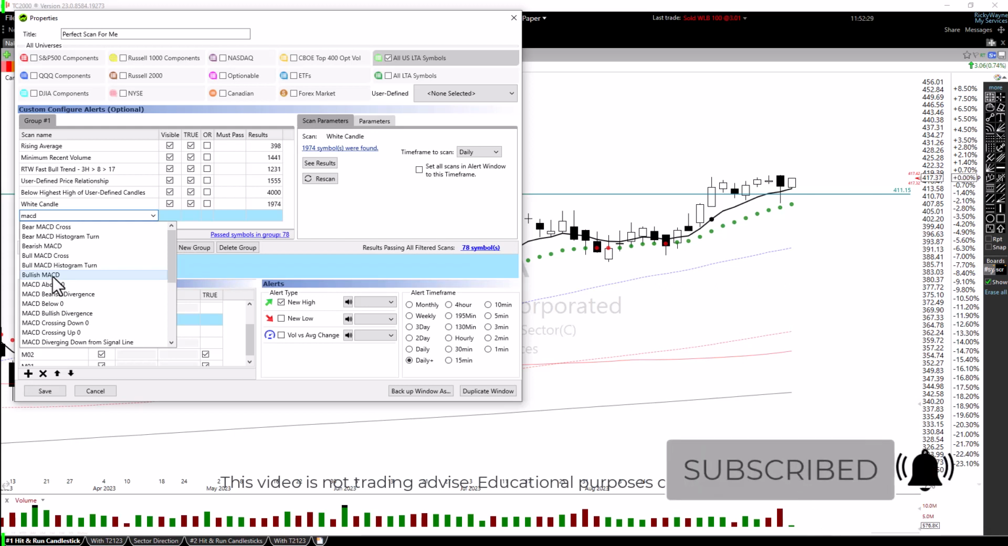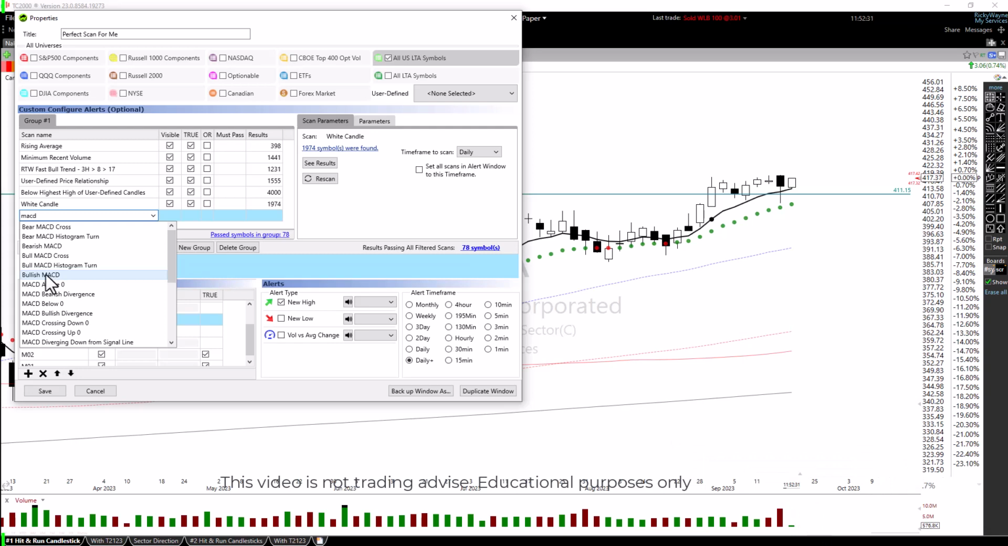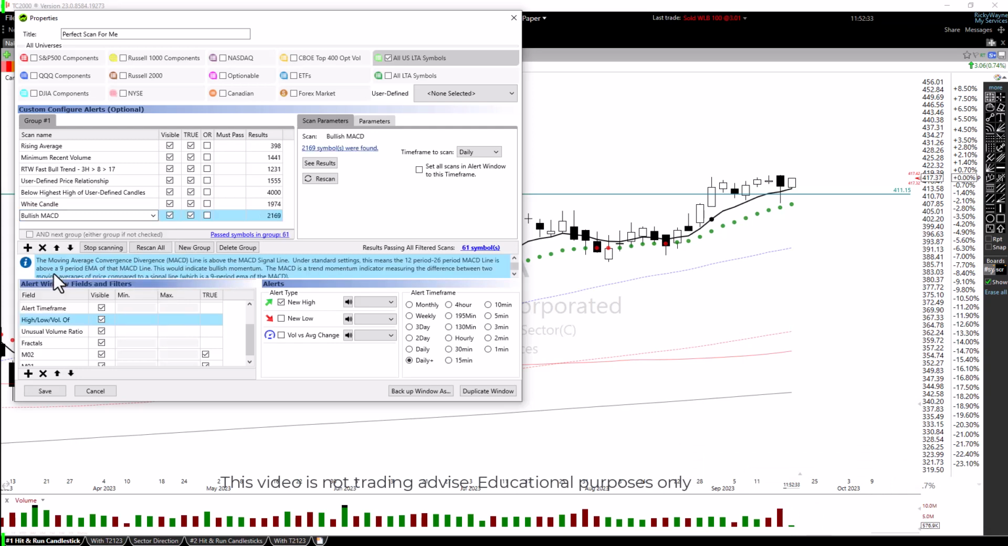That's all. This has no interest whether we're over the zero line or below the zero line. It just says that it's a bullish MACD. That's it. That's all I want. I don't want fancy. I don't want above the zero line. I don't want below the zero line. I don't want within X% of the zero line. I just want a bullish MACD.